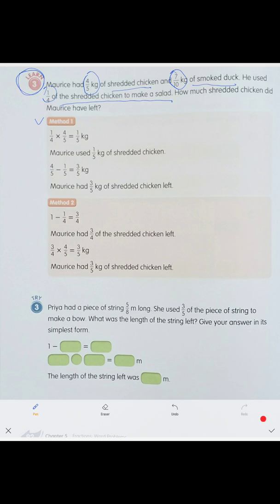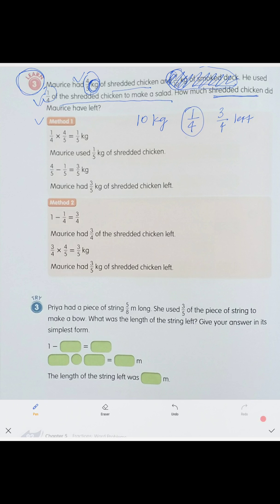Again, what they tell you about the smoked duck, 7/10, we don't care. They ask you a specific question. How much shredded chicken did Maurice have left? He had this amount. He used this fraction. Again, note the difference between the amount in kilograms and the fraction, right? He could have had, let's say, 10 kilograms, but he used 1/4, so he had 3/4 left.